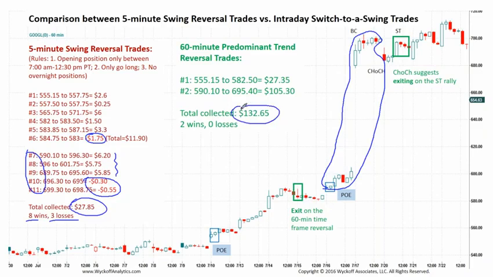Here, 132. So there is no comparison really. Even if you take out the gaps of, let's say, 610 and here 675. So that's $65. So let's take like $65. So that's going to be around $67. Still, when we're comparing to $27, almost 3 times more if we don't count the gap.